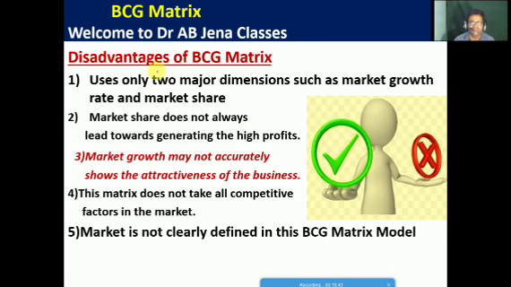Similarly, what are the disadvantages of the BCG matrix? The BCG matrix uses only two major dimensions, the market growth rate and the market share of a company. Market share does not always mean generating high profits. Similarly, market growth may not accurately show the attractiveness of the business. This matrix does not take into account all the competitive factors in the market. Another limitation of the BCG matrix is that the market is not clearly defined in this model. So these are the disadvantages.